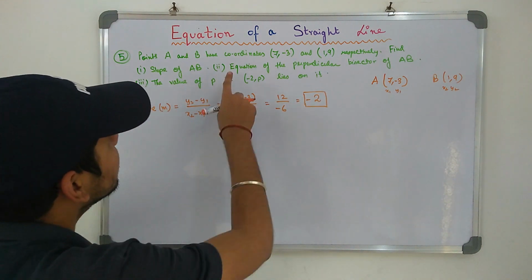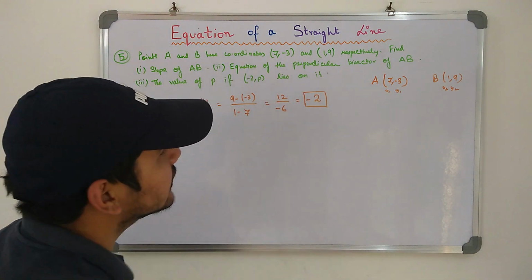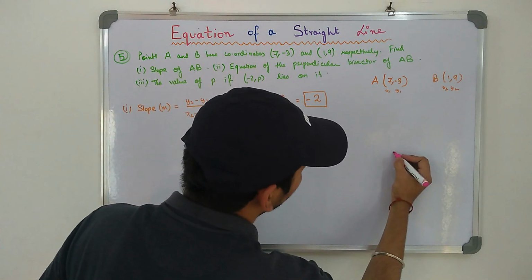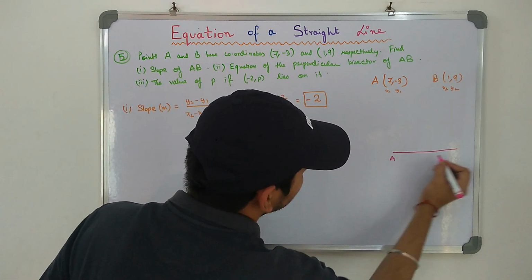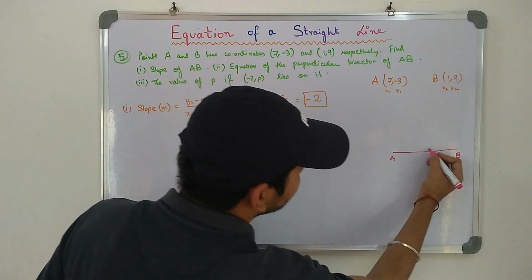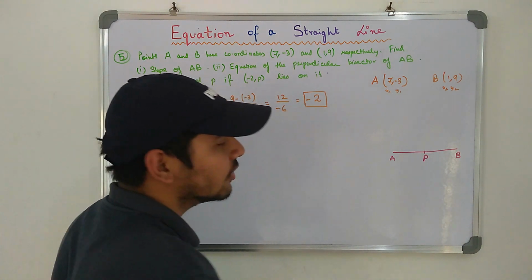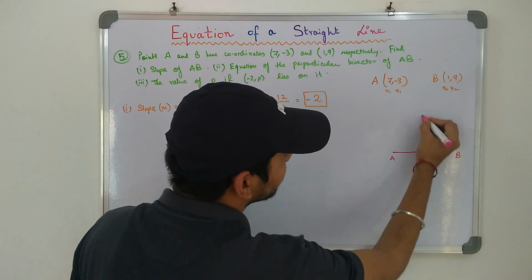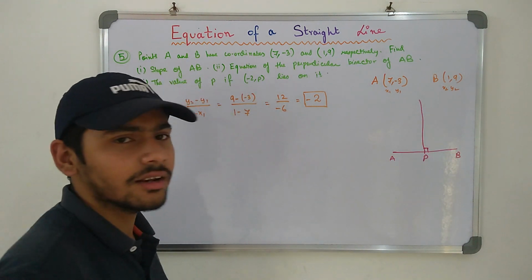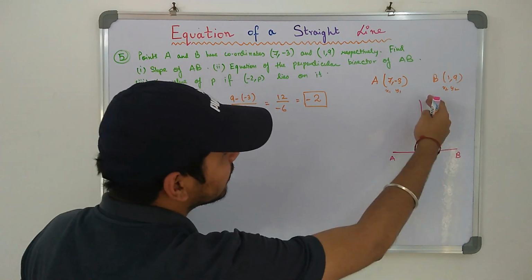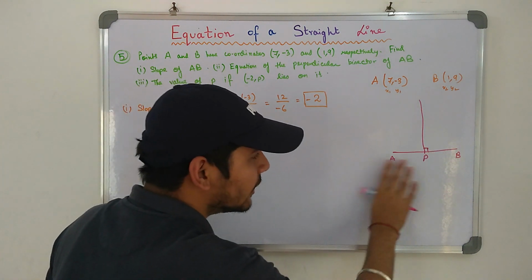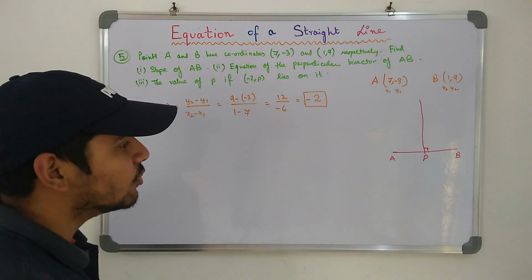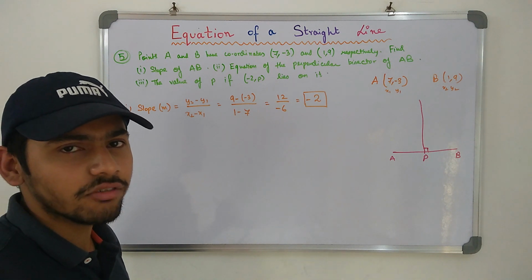In number 2, we have to find the equation of the perpendicular bisector of AB. Now what is a perpendicular bisector? Take the line AB for example. This is the line AB. Now let P be the midpoint of AB. Now the perpendicular line to AB passing through P is called the perpendicular bisector. That means the perpendicular bisector will be perpendicular to AB and it will pass through the midpoint of AB. So we have to find out the coordinates of the midpoint of AB.